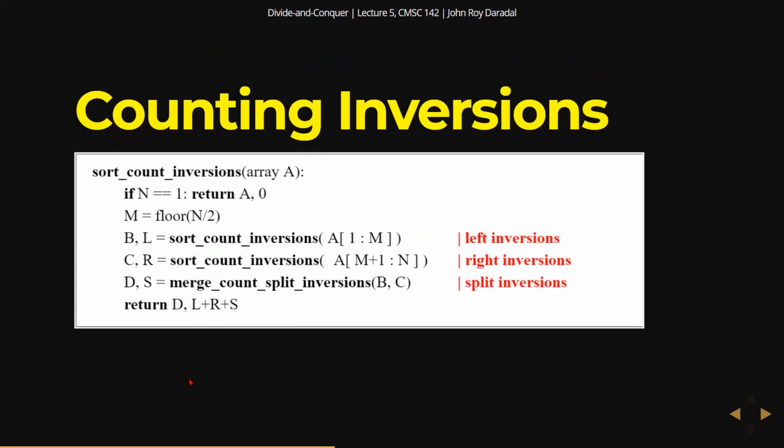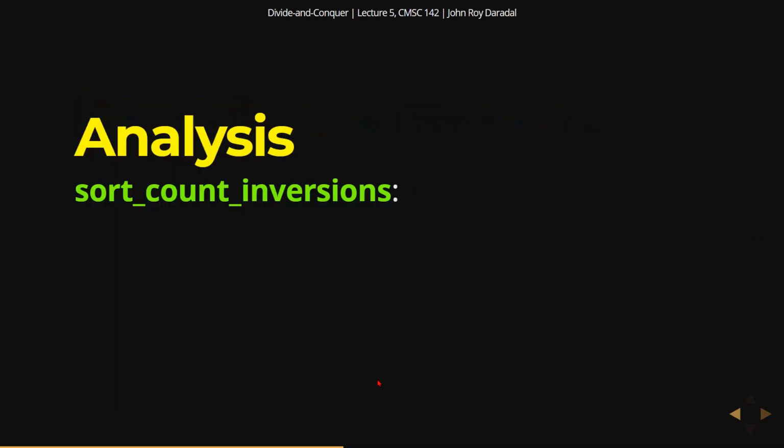Okay, so putting all of that together, that would be this one. You sort and count the inversions for the left half and the right half. So during the division, you will count the left half and the right half, and then during the merge, you will count the split inversions as well, and then just combine their answers to get the total number of inversions.